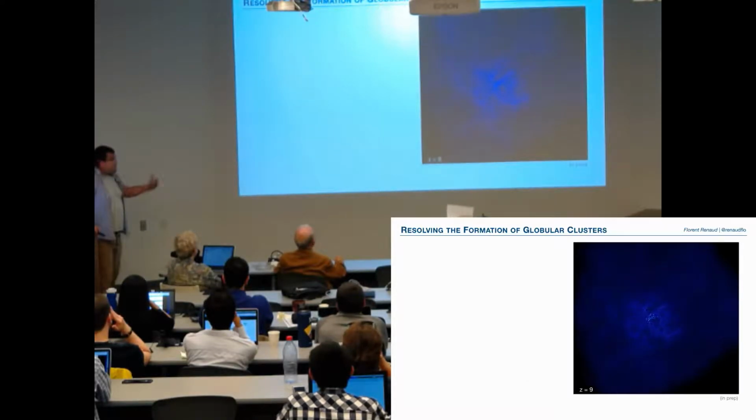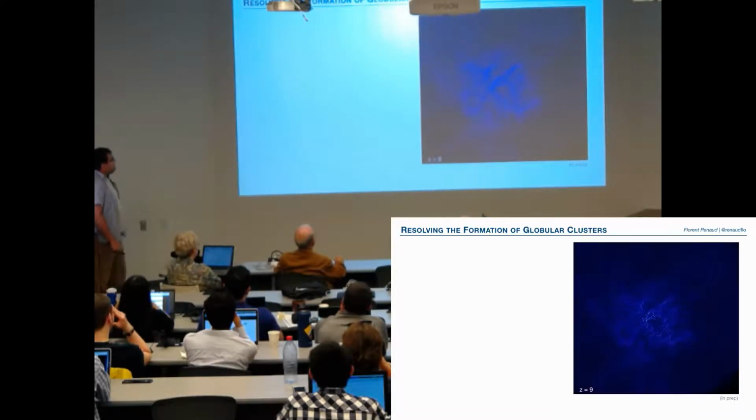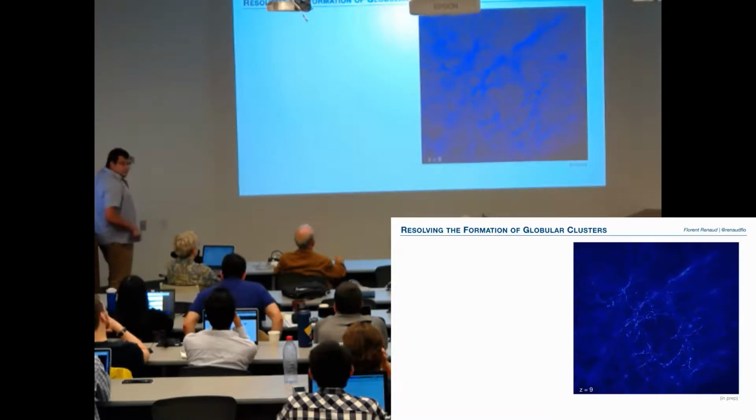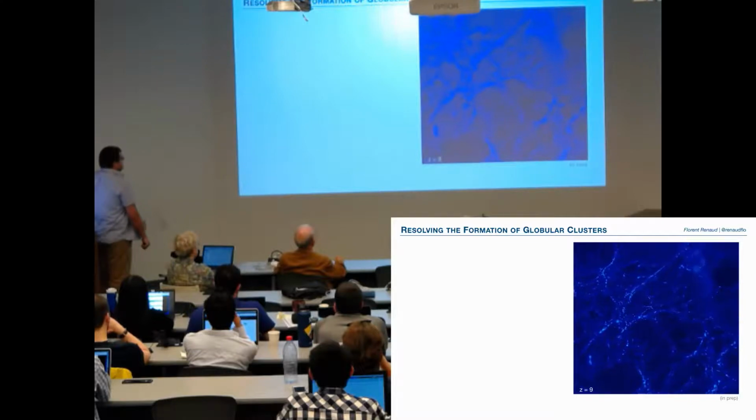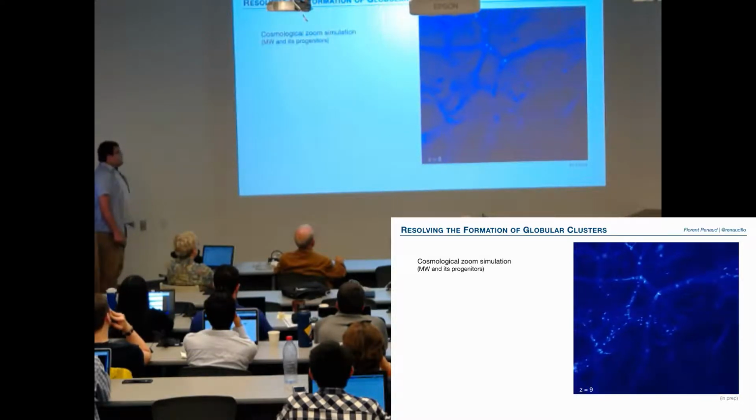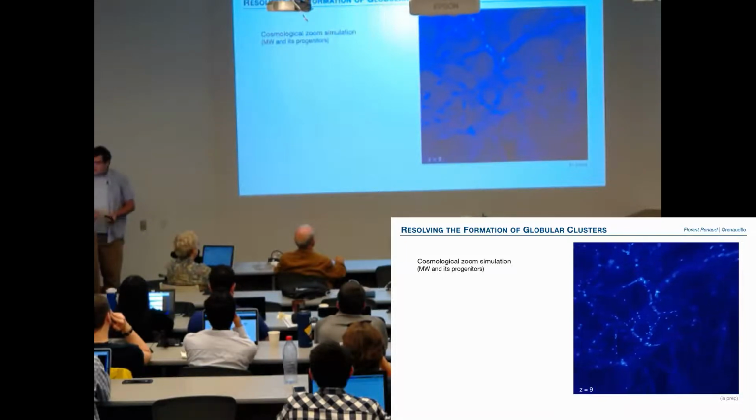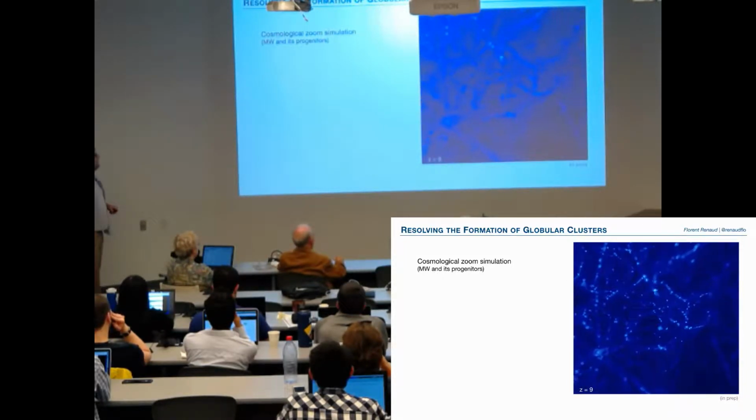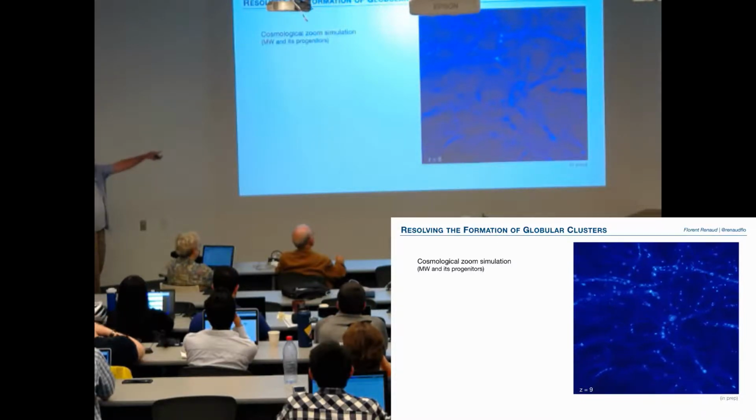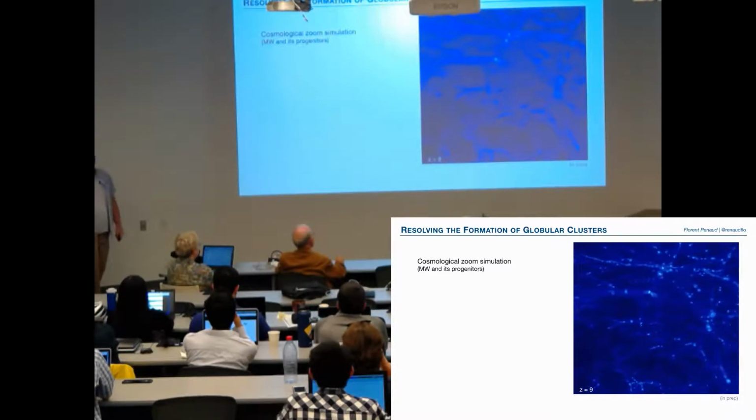So doing this at high resolution, we can actually resolve the formation of star clusters, of globular clusters. This is just moving the camera in our simulation at redshift 9. It's a new cosmological zoom simulation of the Milky Way and its progenitor. It's not exactly the local volume, but it's a bit larger than one virial radius. So everything you see will end up in the Milky Way at redshift 0.